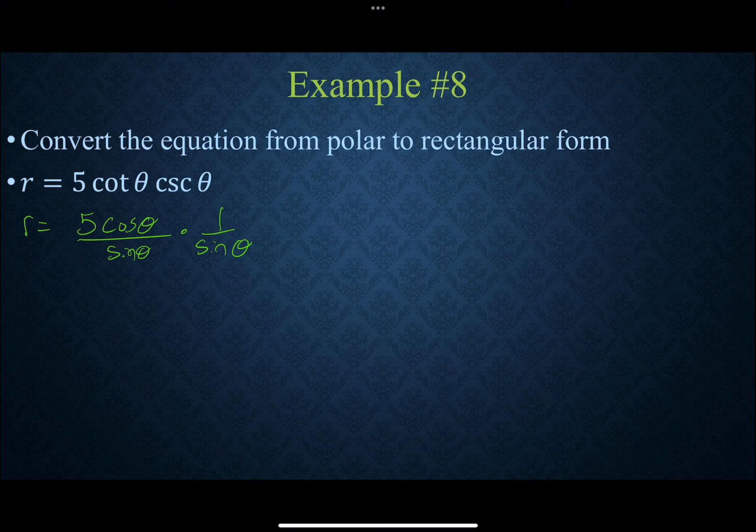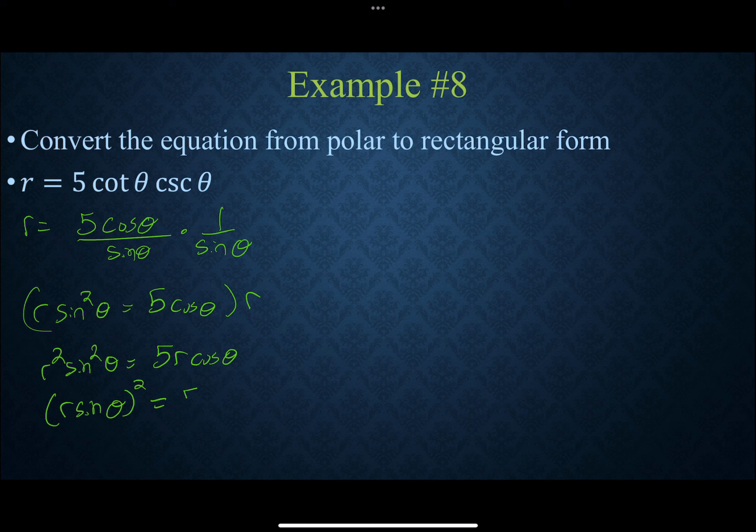Because if I multiply both sine thetas over to the other side to get rid of the fractions, I get r sine squared equal to 5 cosine theta. Now multiply by r, I get r squared sine squared equals 5r cosine theta, where we can recognize this is an r sine theta expression being squared, which gives us y squared equal to 5x, and then we divide the 5 over and get 1/5 y squared equal to x.